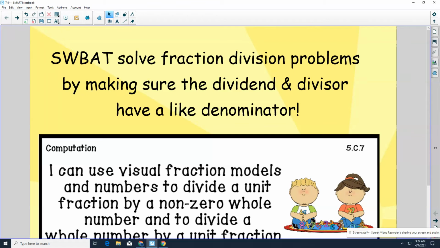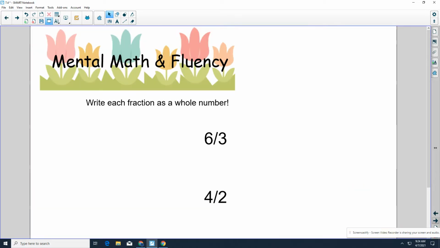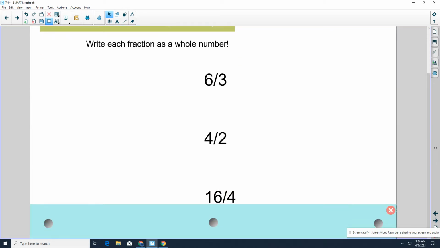Okay, today we're going to work on 7-4. We're going to practice solving fraction division problems by making sure the dividend and divisor have a like denominator. So it's one of the strategies that we'll be using to divide fractions. But first, as we look at these, it says write each fraction as a whole number.